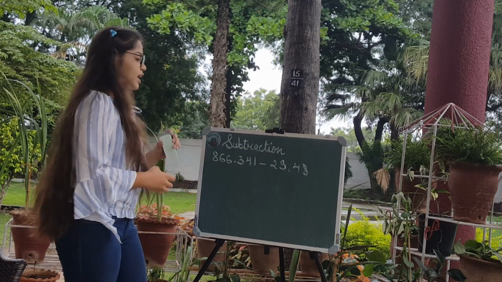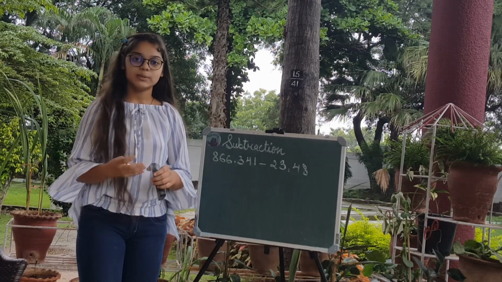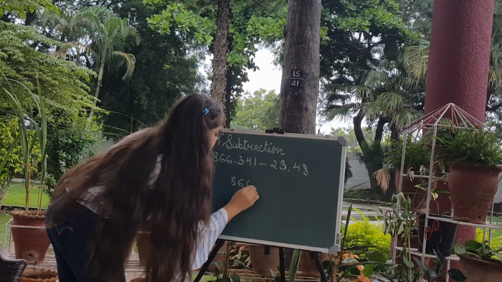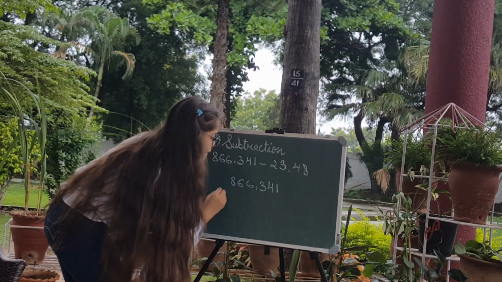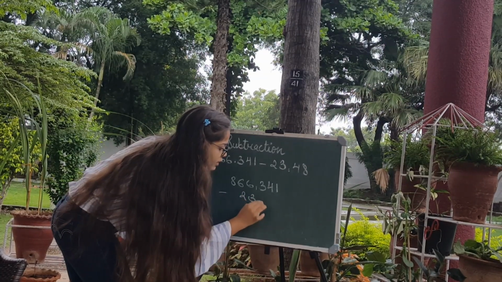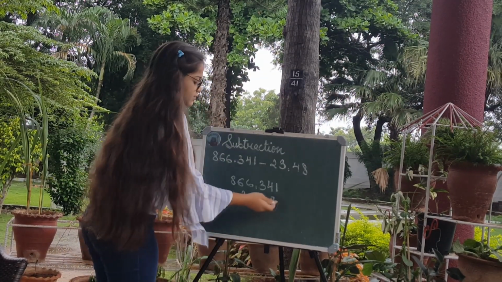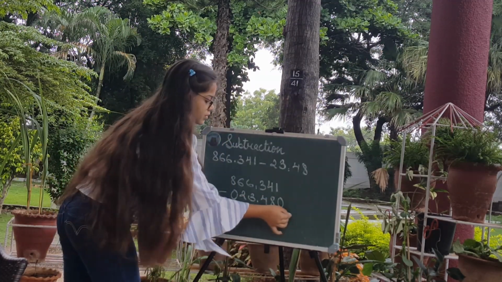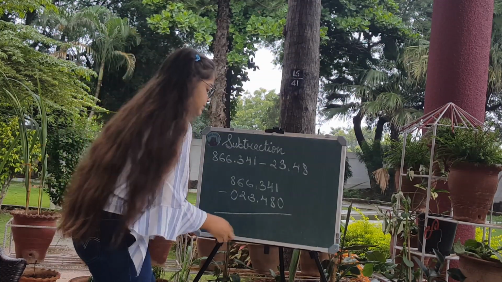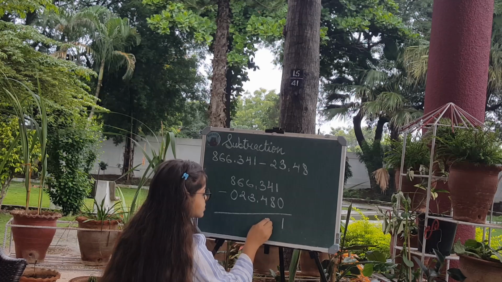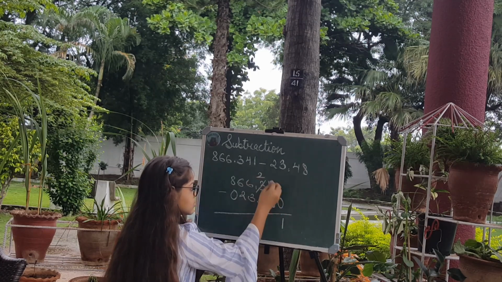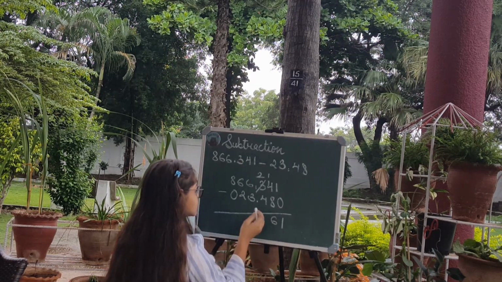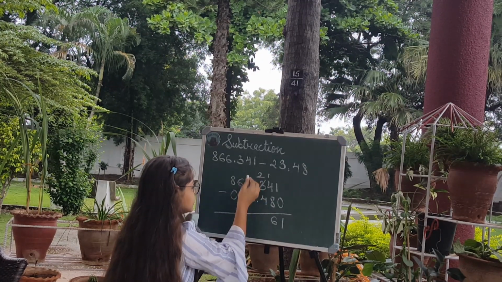Now let's do subtraction of decimals. This also is to be done just like whole numbers. So here I have an example. 866.341 minus 23.48. Here, whichever blank space is there, you can fill it up with a 0. Now let us subtract. You can even take the carry.